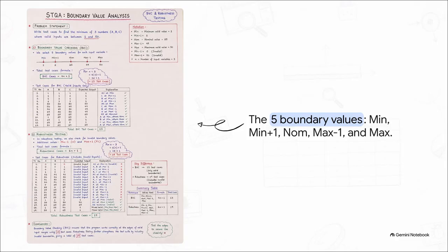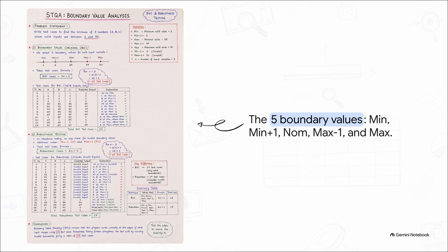Now, think about it. Instead of just randomly throwing numbers at this software, like 17, 25, or 34, we need a proper systematic approach. This is where boundary value checking comes in. If we look closely at this number line diagram in the notes, our valid input range is 1 to 50. The absolute minimum is 1 and the maximum is 50.